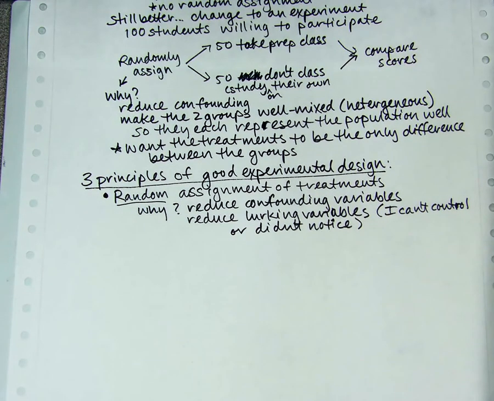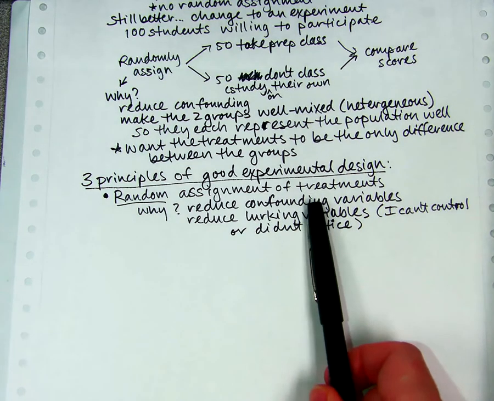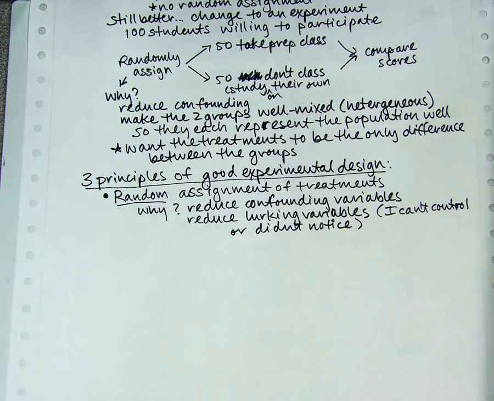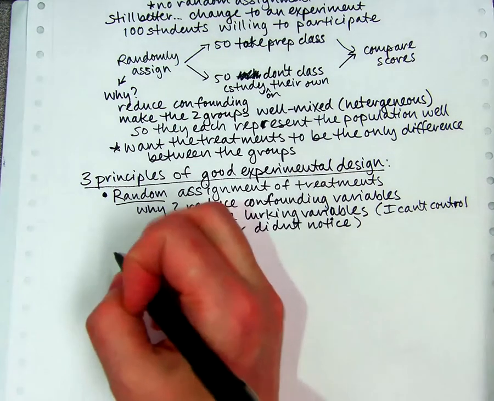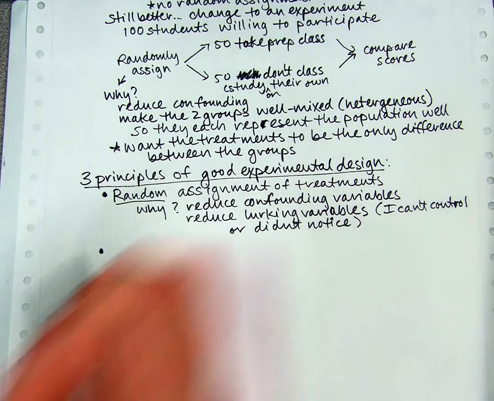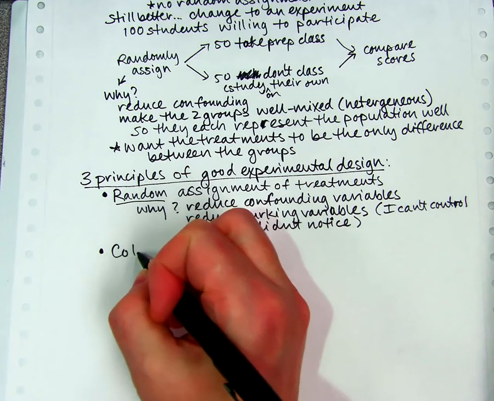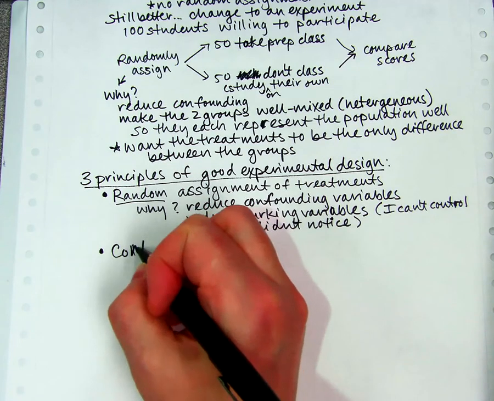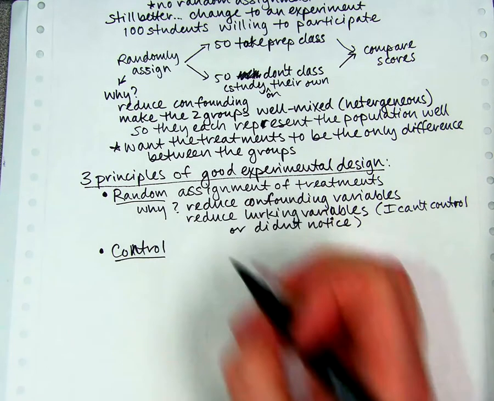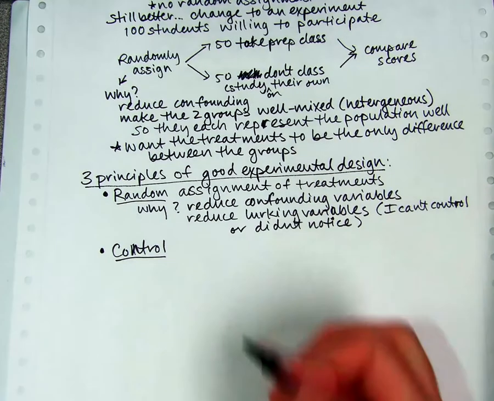So lurking variables are usually things that you either can't control or you didn't notice, and confounding variables, if you notice them, there are things you can do about them, which are in later lessons. So I guess maybe that's one of the differences. The second principle that should be in every single experiment is called control. And control means a couple different things, and they're both important. So I'll talk about that.